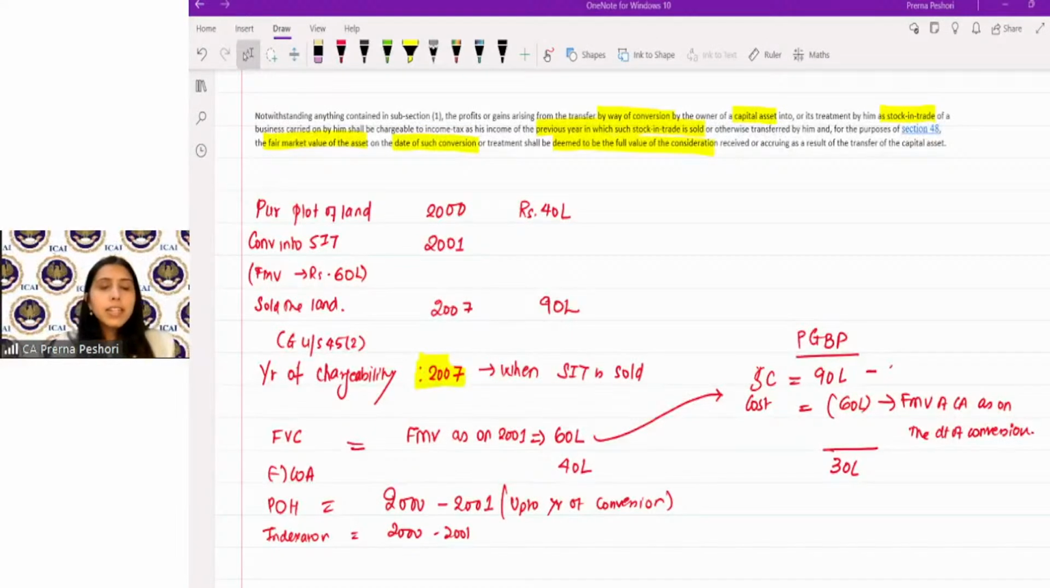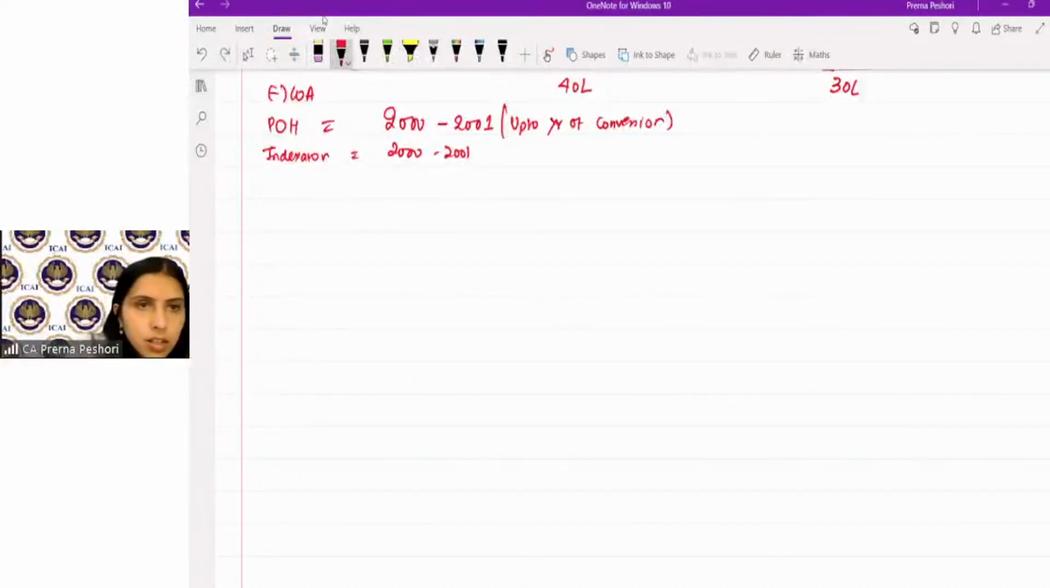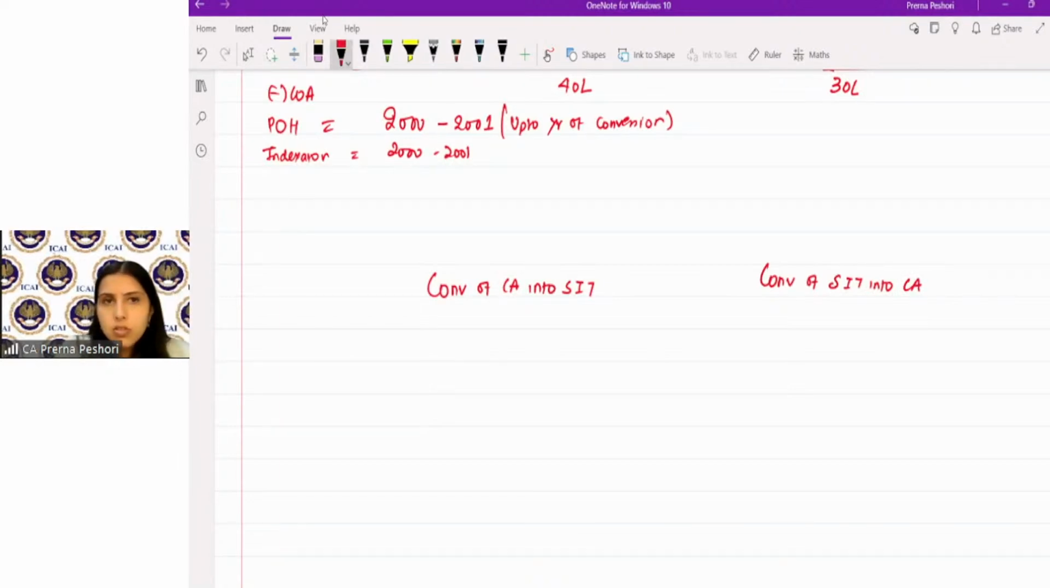Now I will explain the distinction between the conversion of stock in trade into capital asset. Conversion of capital asset into stock in trade, and this is conversion of stock in trade into your capital asset.